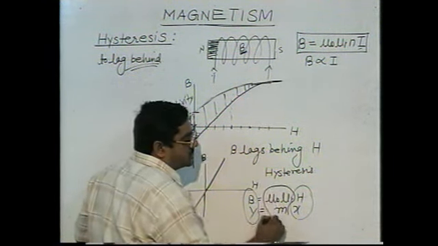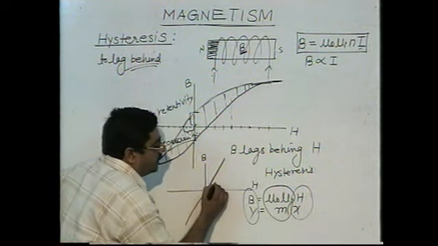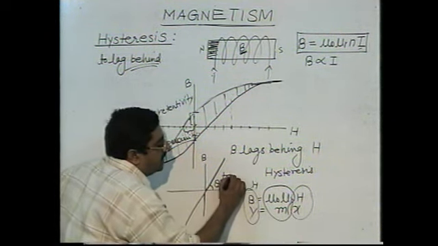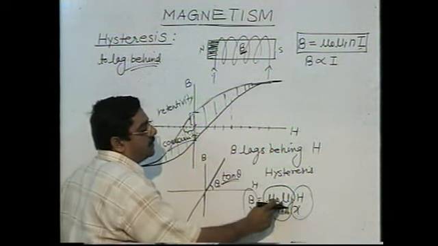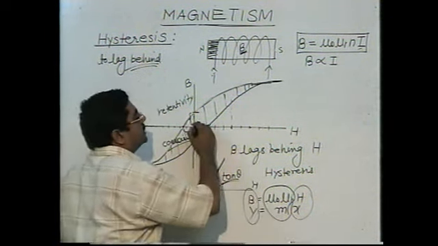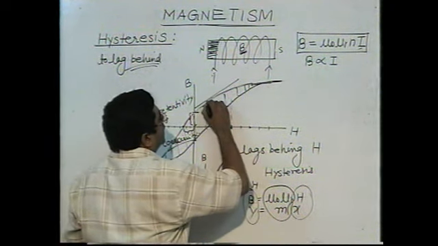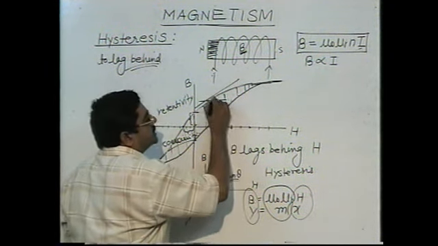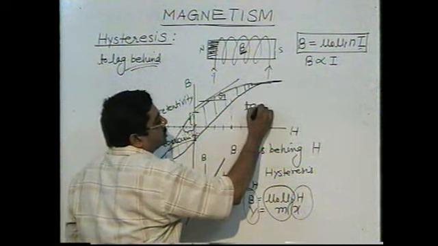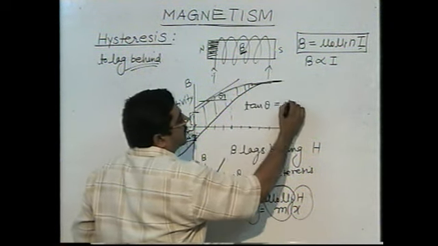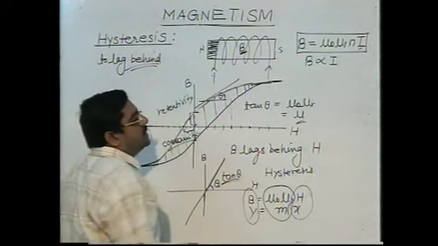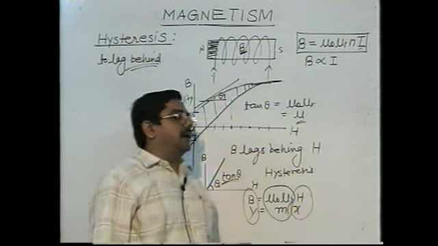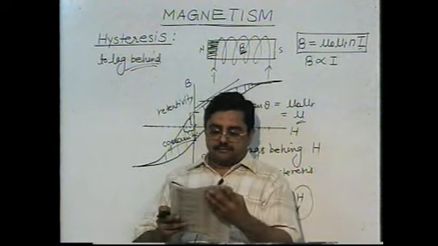What is the slope of this straight line? Slope means what? If this angle is theta, then tan theta is called slope. Slope represents what? Permeability. Here also, at any point you draw a tangent, this is angle theta. What is the slope of the BH curve? It represents permeability of the magnetic material.